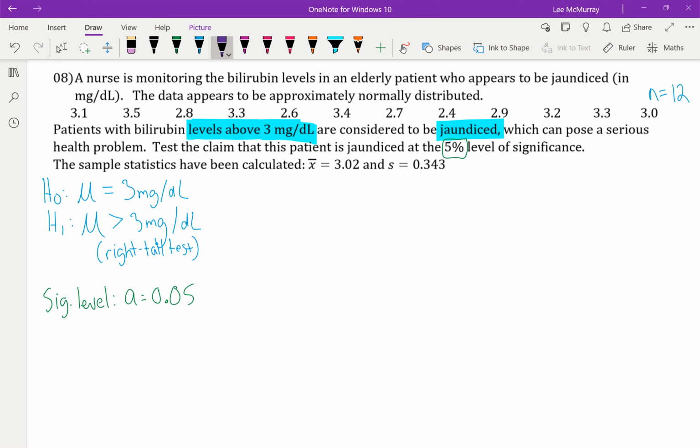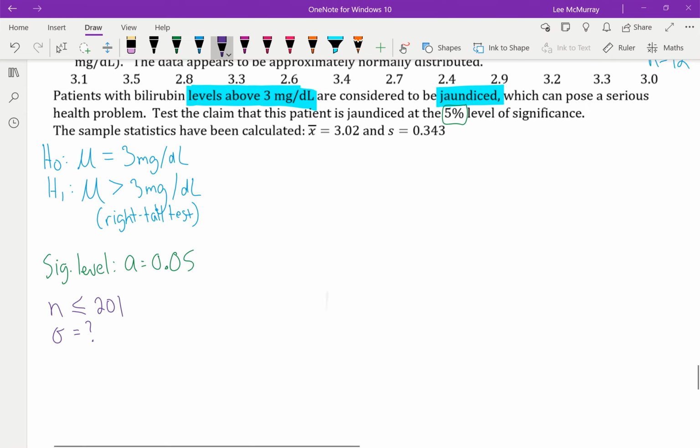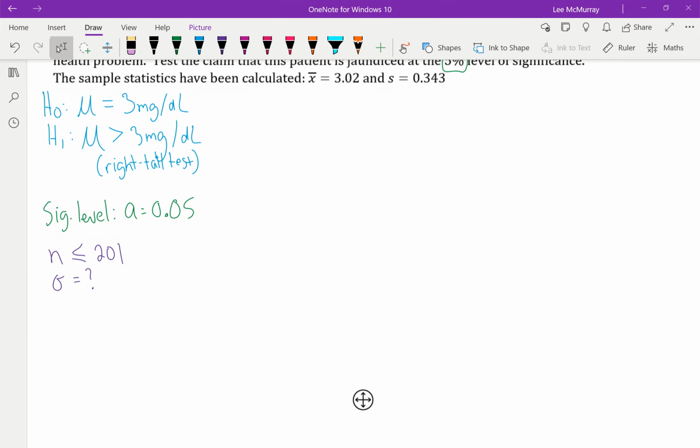So based on our information here, we know that n is less than 30, and that we don't know what the standard deviation is for the population, right? We don't have that provided to us. So what we're going to do is use a t-test as a result. So with n less than that and an unknown standard deviation, we have to use the t-test.